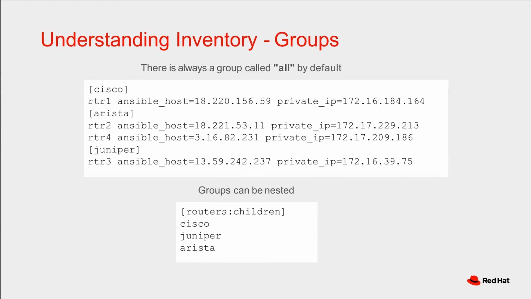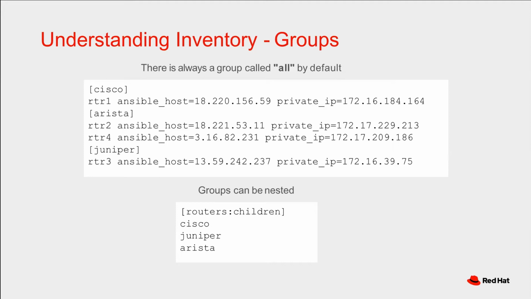Within our inventory, we can also have groups, and those have the square brackets. Whenever we see the square brackets, it's a group of some type. We can also have groups that nest other groups. In our example here, we have Cisco, Arista, and Juniper as groups. Then we have a group at the bottom that has all of our routers in it.